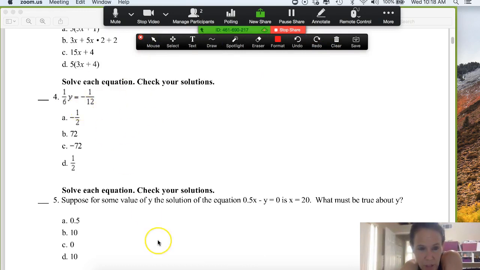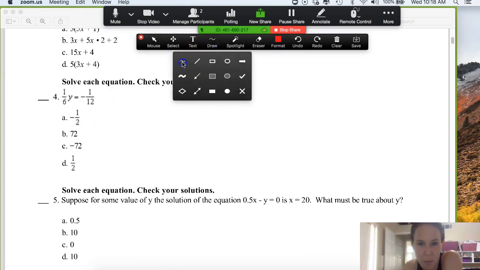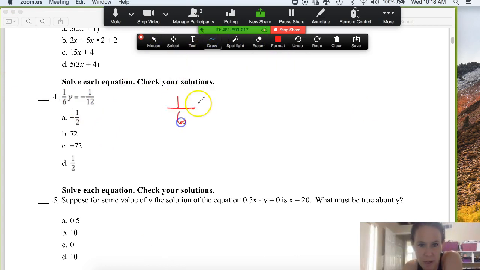Solve each equation, check your solutions. So here what we have is some fractions. A couple ways you can do this, depending on how you want to view it. 1/6 y equals negative 1/12. Your goal when you solve equations is to isolate the variable on one side so you can see what it equals. What is that variable? So right here I have 1/6 times y.